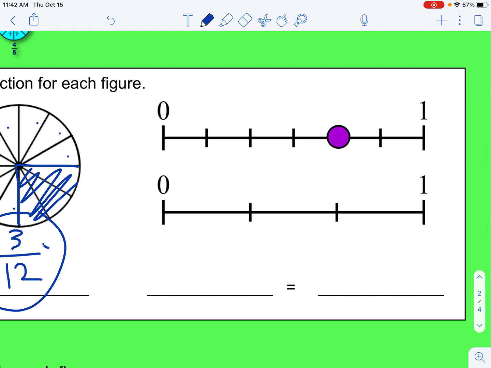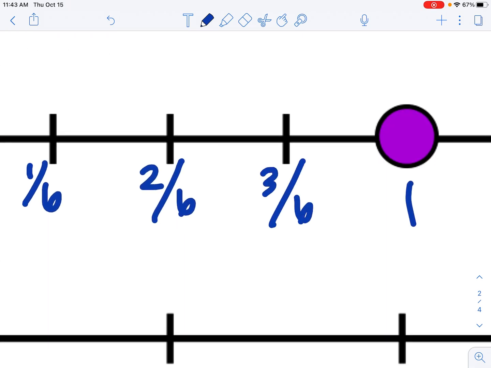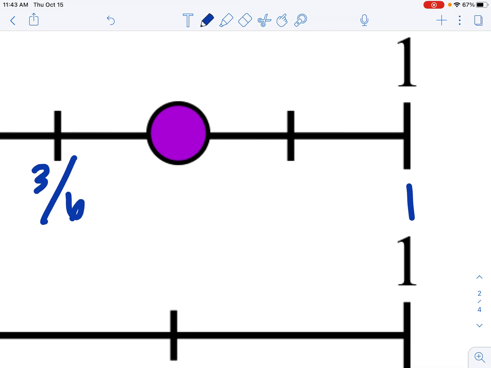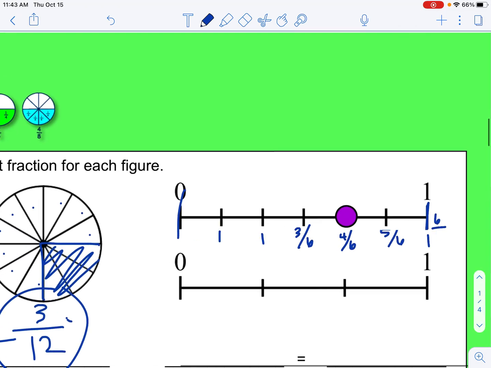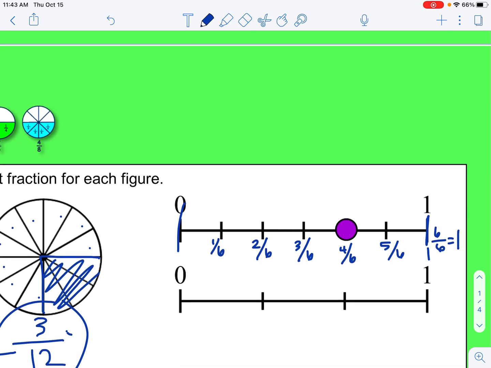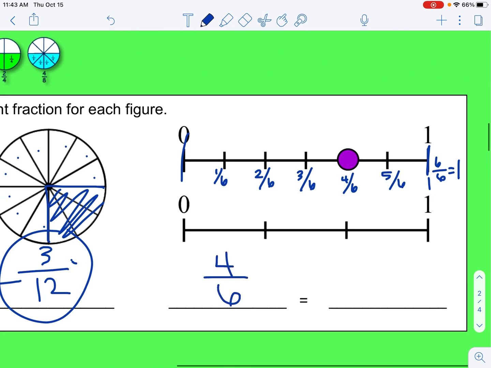Now I see number lines, okay? So how I always do this is I count how many lines there are. So here's 0. I have 1, 2, 3, 4, 5, 6. So that tells me I'm splitting these into sixths. Okay, so this right here would be 1/6, and then 2/6, and then 3/6, and then 4/6, and then 5/6, and then 6/6 is really just 1, so that would be this line right here. Alright, so our fraction is at 4/6.